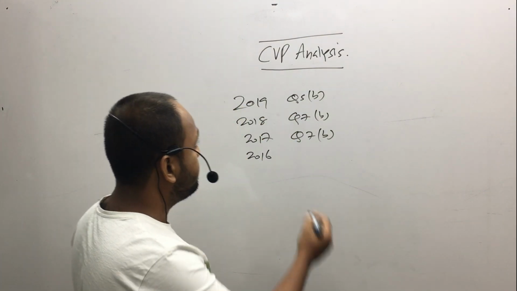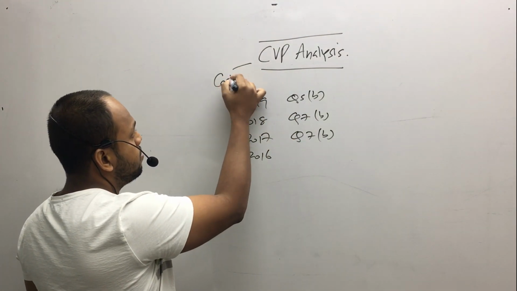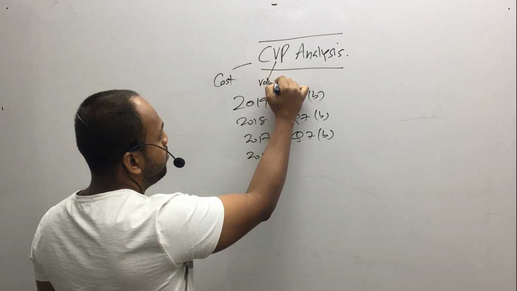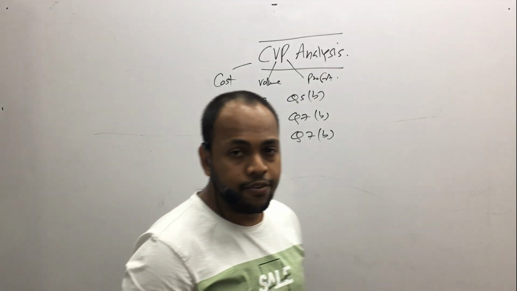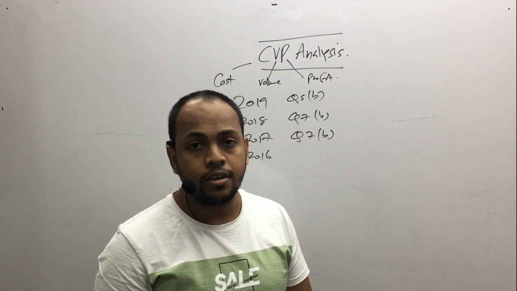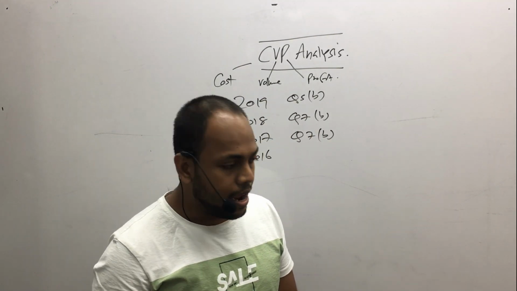So what is CVP? It is cost, volume and profit. We analyze the cost, the volume, the quantity and the profit.